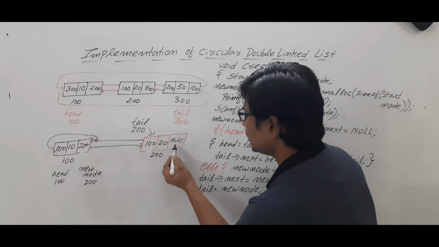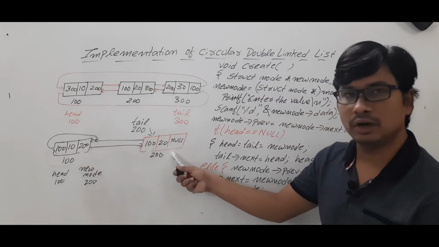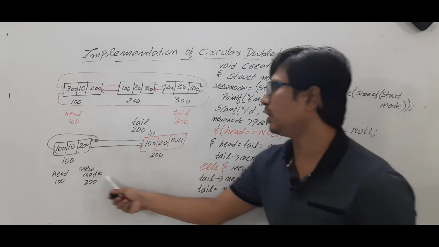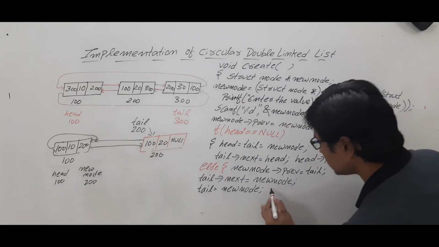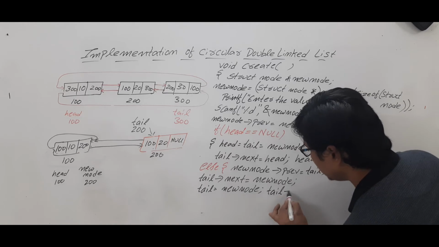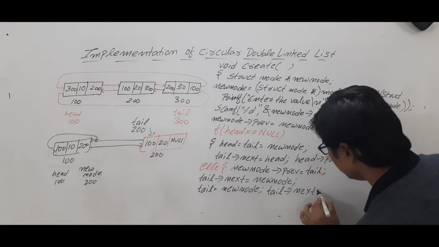So next, what do I need to do? This is the last node now. If this is the last node, it should point to the first node. So how can I write it? I can write it as tail of next is equal to head.